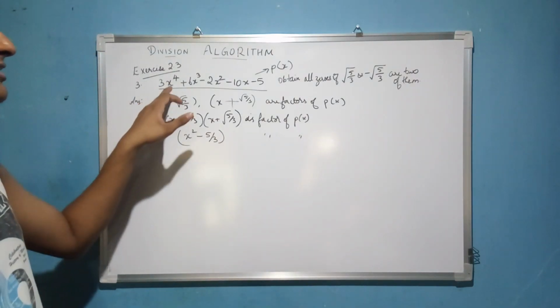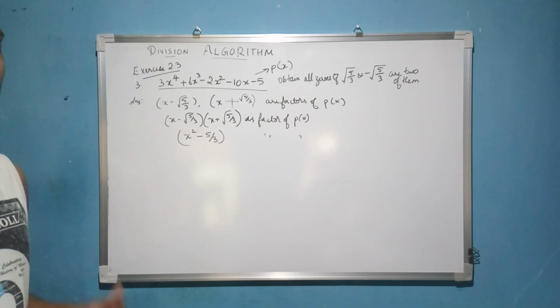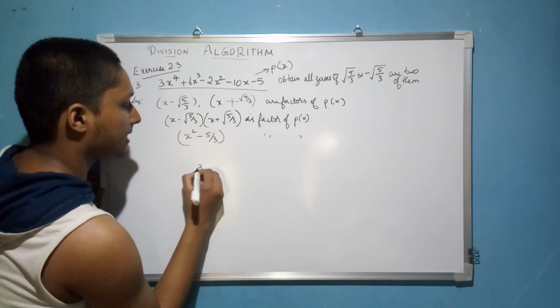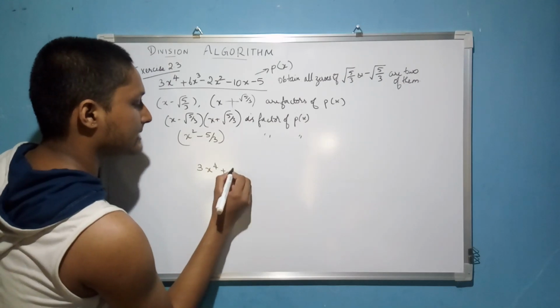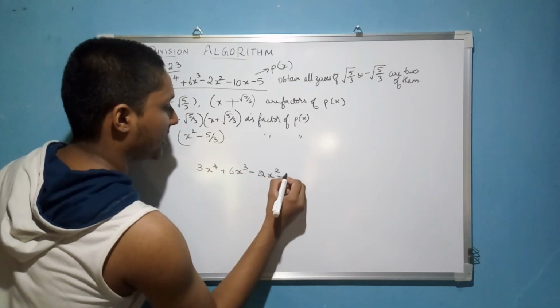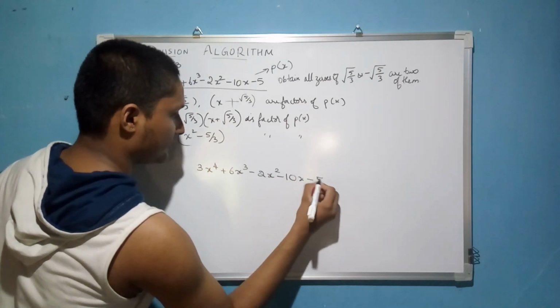Now we need to find the other factors of the given polynomial. So for that we need to use the long division method. So you have 3x raised to 4 plus 6x cube minus 2x square minus 10x minus 5.